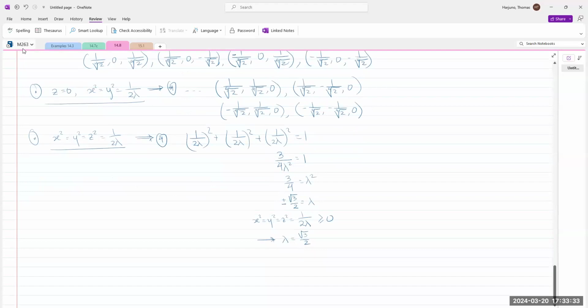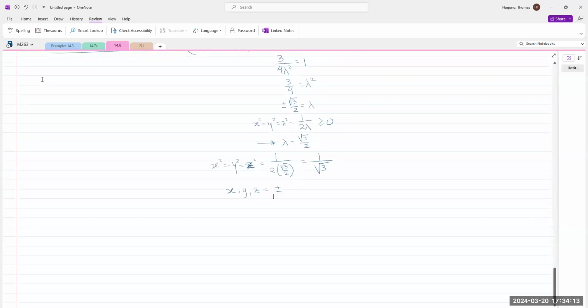However, when I do the square root of these, hold on. Let's put it in first. So x squared equals 1 over 2 times the square root of 3 over 2, right? That's x squared equals y squared equals z squared, which is 1 over square root of 3. So our x, y, z will be equal to plus or minus the fourth root of 3.